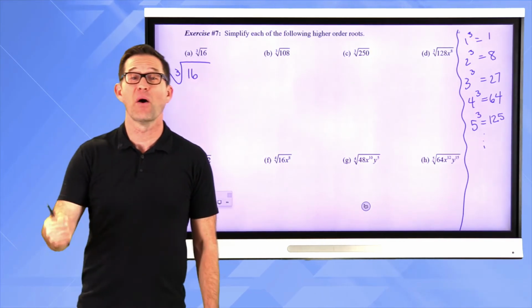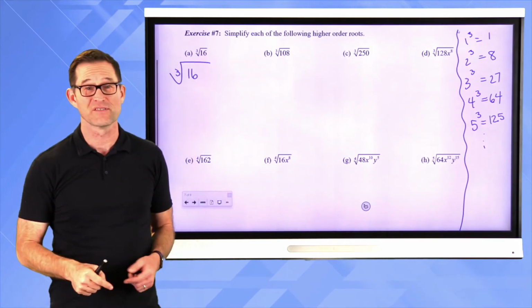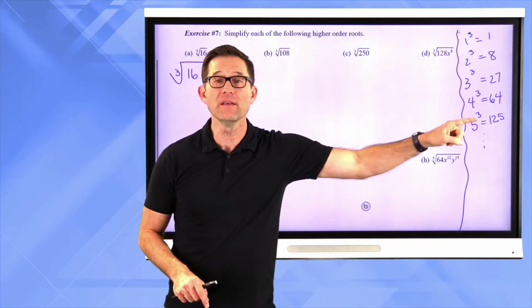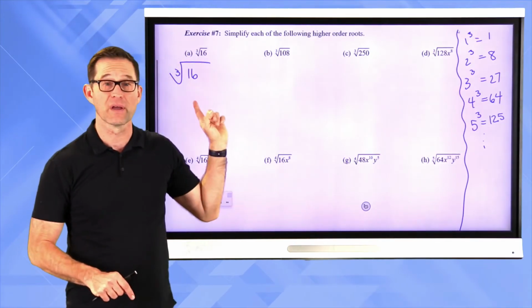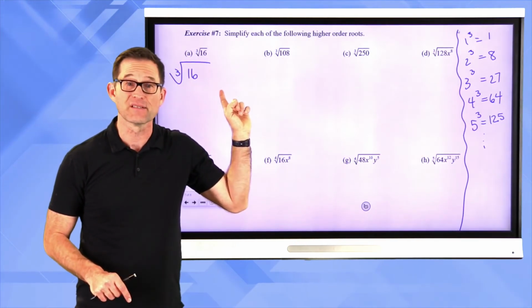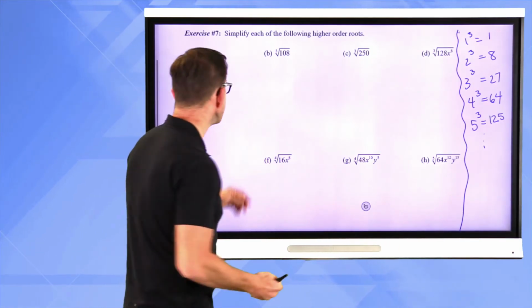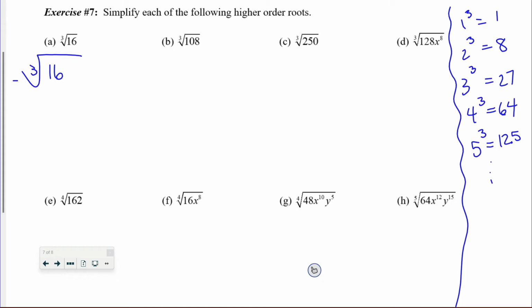So I was already thinking about what 6 cubed was, which was 216. Anyway, now I'm looking at all of these numbers and thinking about what is the biggest one that divides into 16. That's pretty easy. It's equal to 8. So now I can take the cubed root of 16 and break this into the cubed root of 8 times the cubed root of 2.